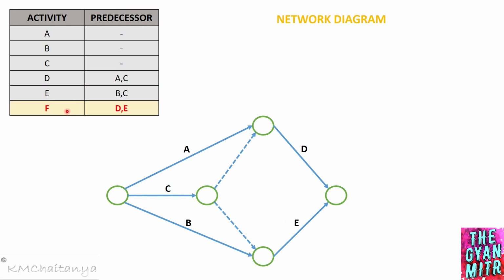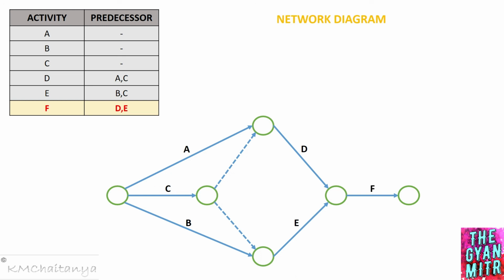Last activity is activity F, and the predecessor relation is activity D and activity E. So activity D and activity E completing will have activity F, and in order to show the completion of activity F, we'll have the final event. So this would be the final network diagram, the AOA network diagram, and this is the application of the logical purpose of using a dummy, wherein we'll have two dummies through a common activity, right?